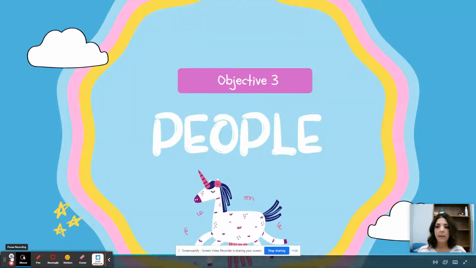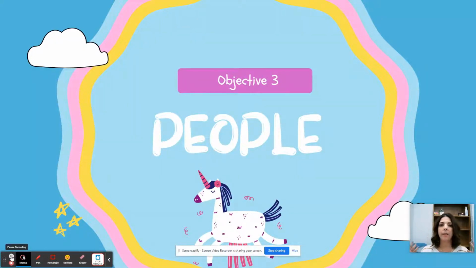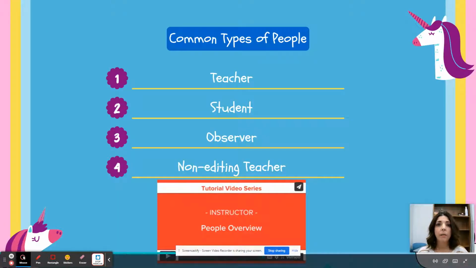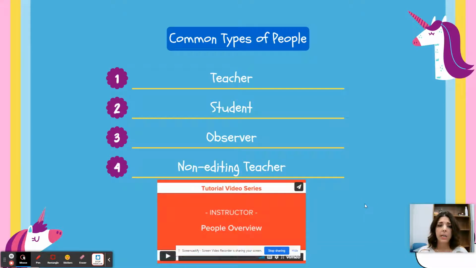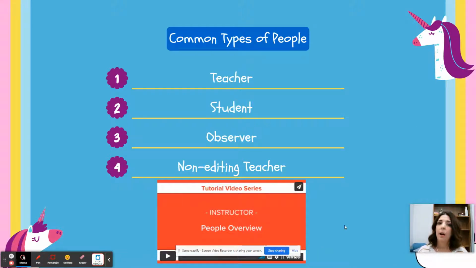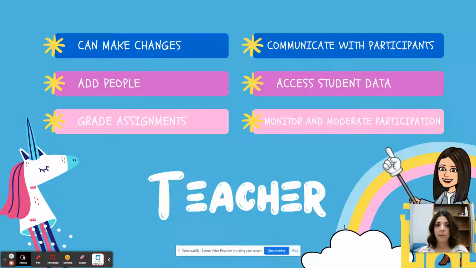All right, one of the next things to take a look at is people. So there are 4 really common types of people within Canvas. You'll have the teacher, the student, the observer, and often the role of non-editing teacher. There's a video here for you if you would like to watch it on your own, a little bit more of an overview about the people in Canvas.